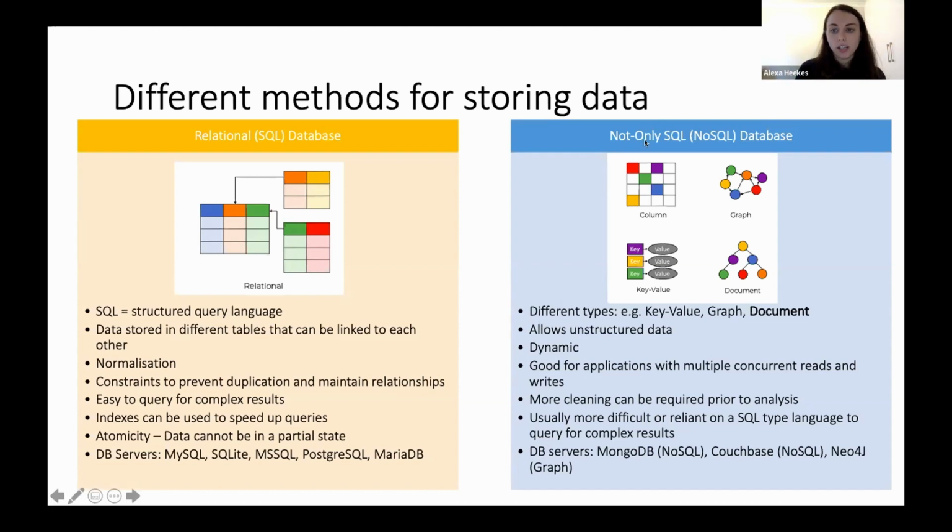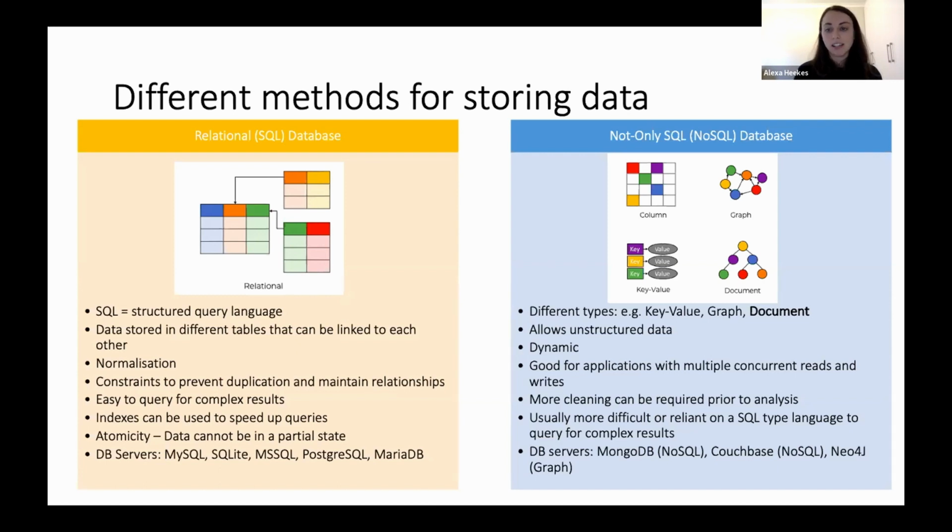Then we have not only SQL, or NoSQL, databases, and there we have different types. We get key-value data stores, we get graph data, whereby you have different data points stored as nodes, and the relationships are edges between them. And then we get document stores. These NoSQL databases are becoming increasingly popular because they allow unstructured data. They can be very dynamic, and they're particularly good for applications. So if you're developing a mobile application in a clinical setting where there are multiple reads and writes, sometimes storing your data in a NoSQL format is the most efficient.